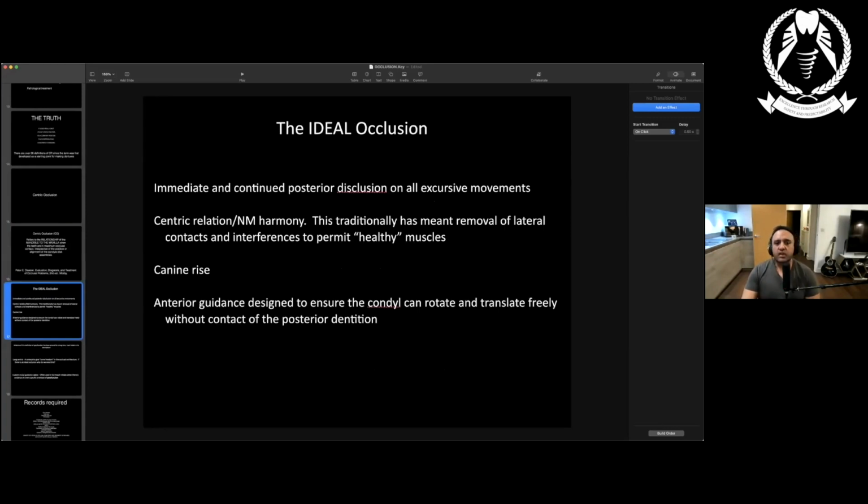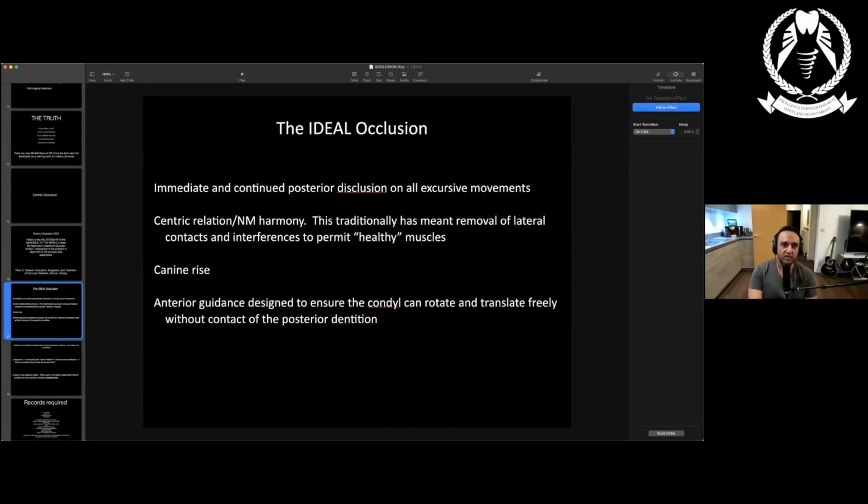So what do they talk about as the ideal occlusion? I mean, this slide is right and wrong, because is there any ideal occlusion? I don't think there is. But what they're saying is that in implant dentistry, immediate and continued posterior disclusion on all excursive movements. I mean, I can't even say it. It's ridiculous. So basically, it means that the moment your jaw moves forwards, backwards, left or right, all your teeth don't hit at the same time.